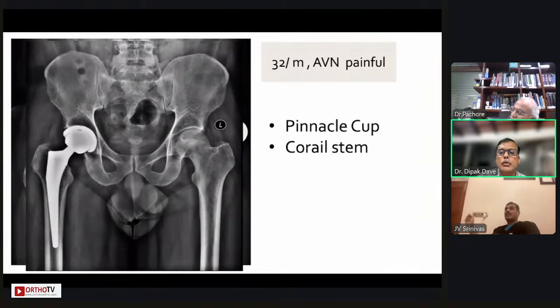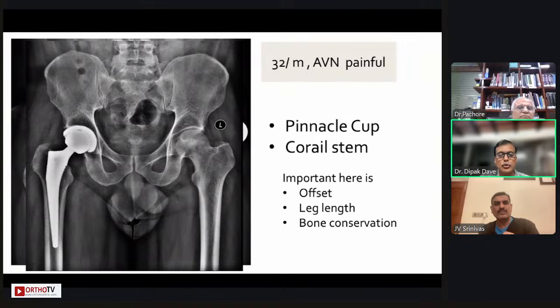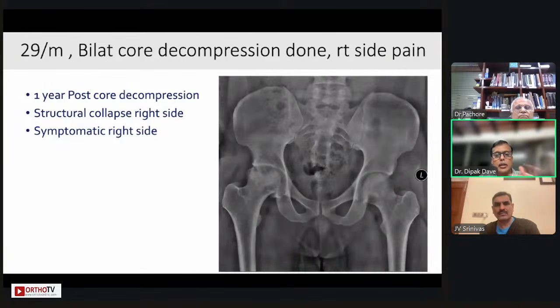So 32-year-old male, AVN, Pinnacle cup and Corail system. If the proper size is selected, if we get a good, stable and rigid fixation, then the chances of failure are very less, whatever stem we might be using. But the importance here is the offset, leg length and the bone conservation. Whatever stem we are trying to select, we need to know the offset, leg length, bone conservation.